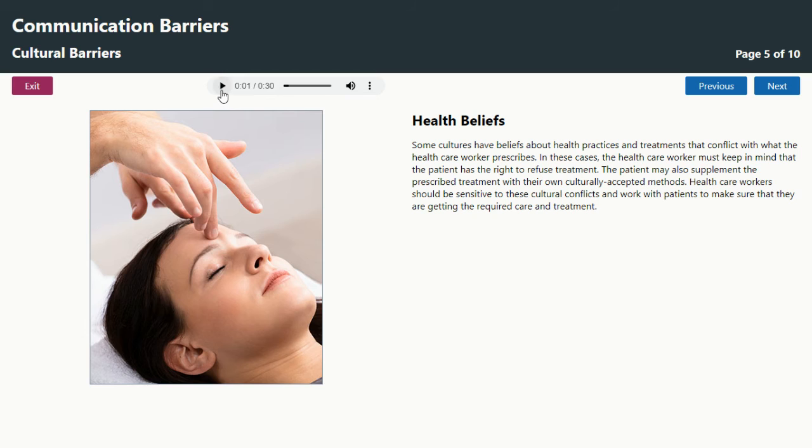Health beliefs. Some cultures have beliefs about health practices and treatments that conflict with what the healthcare worker prescribes. In these cases, the healthcare worker must keep in mind that the patient has a right to refuse treatment. The patient may also supplement the prescribed treatment with their own culturally accepted methods. Healthcare workers should be sensitive to those cultural conflicts and work with patients to make sure that they are getting the required care and treatment.